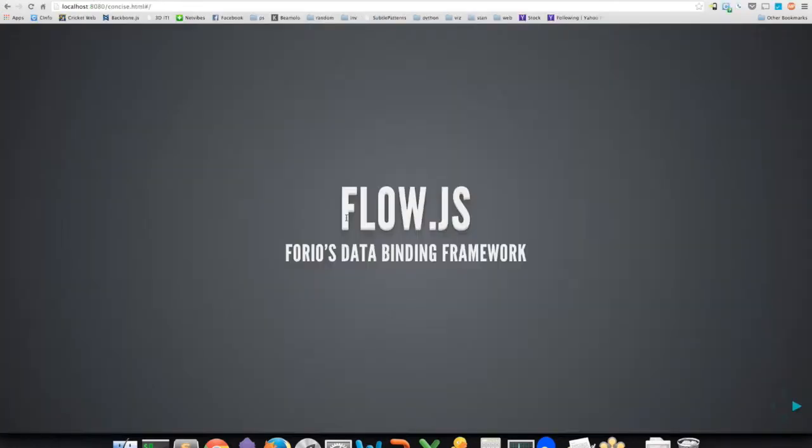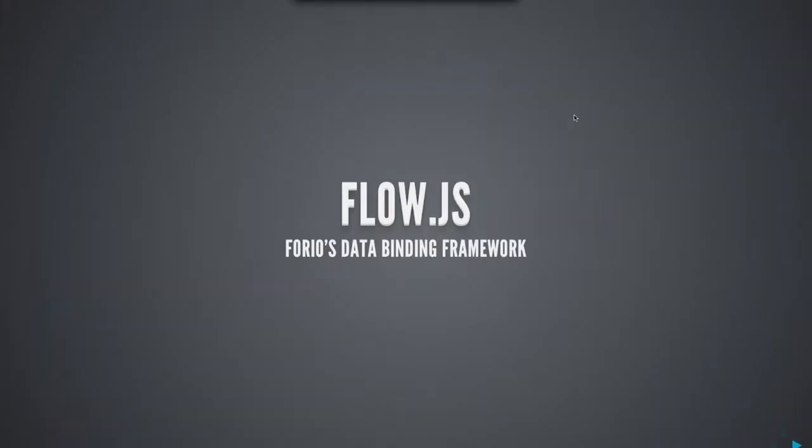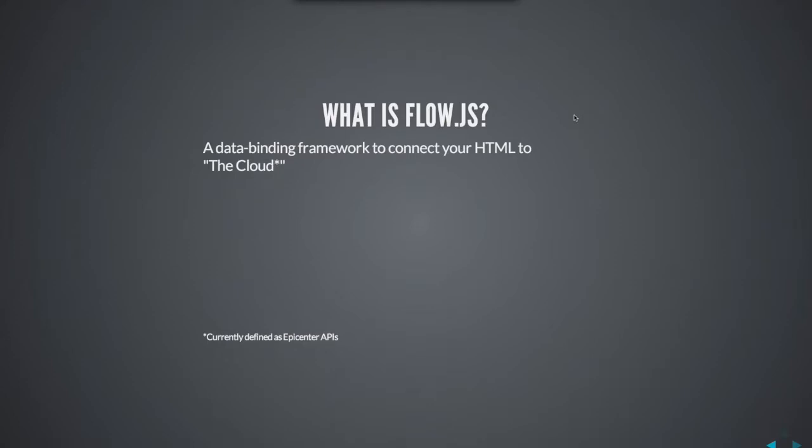So let's talk about Flow.js. Flow.js is a data binding framework. It's a framework designed to connect your HTML to the cloud. We define cloud here to be Epicenter APIs, but you can define your own APIs later on if you're more advanced. It's designed to be easy to use. The idea is that if you know HTML, you know Flow.js. You can connect your HTML to the model and start talking. And if you know JavaScript in addition to that, you can do really powerful things with Flow.js.